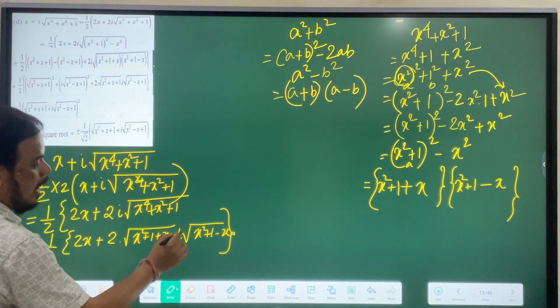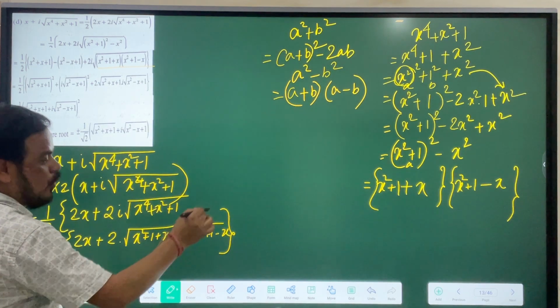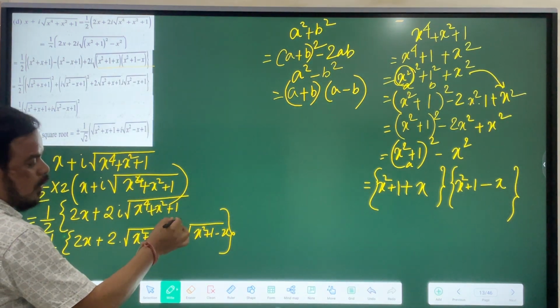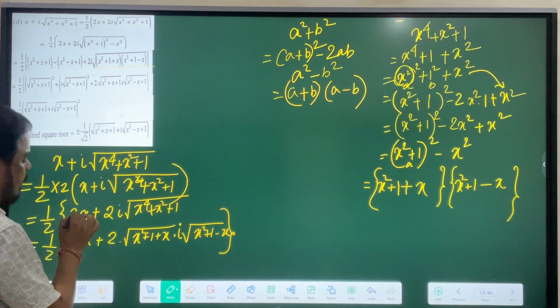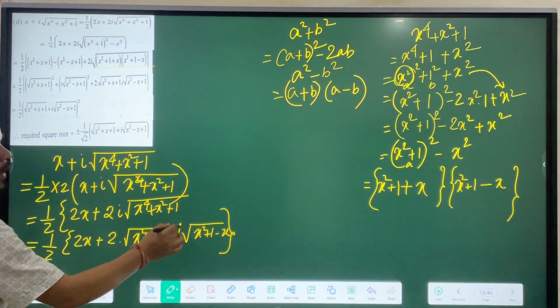So if we keep i here, then if we do whole square, i square is minus 1, minus 1 in minus x plus x. This plus x, this plus x, it becomes 2x. So we will keep i for b.